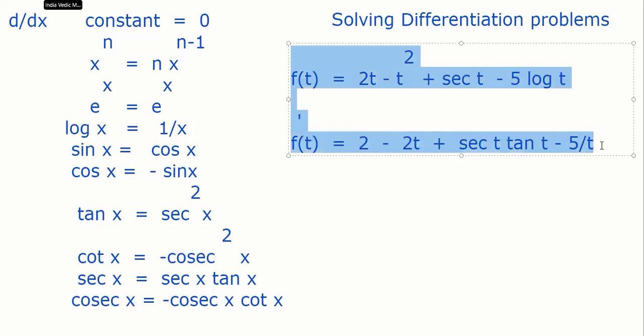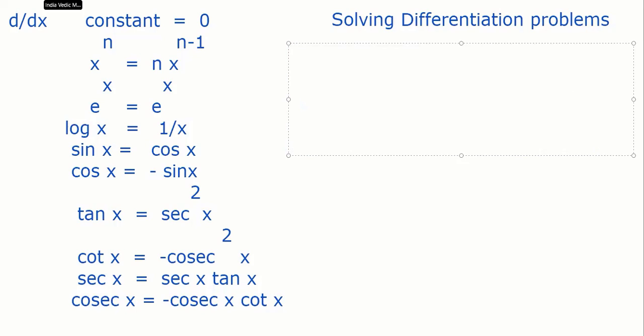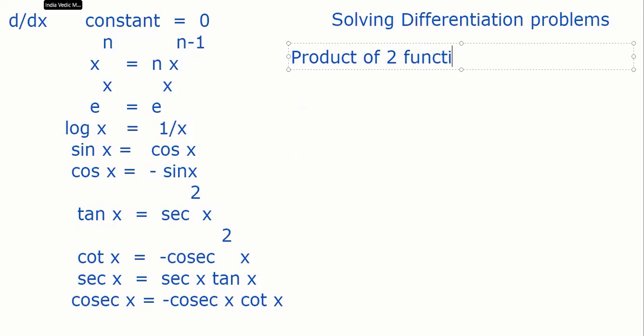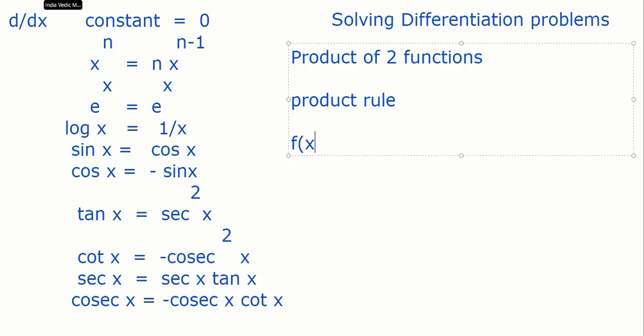But what if it is a product of two functions? It's very easy. We apply the product rule. Suppose my function is, say f of x, understand how I'm doing, suppose function is x sin x. So what we'll do is, say my first function I am assuming as u, second function I am assuming as v.